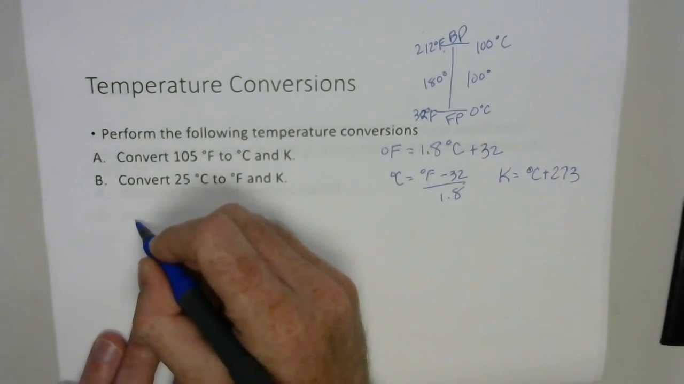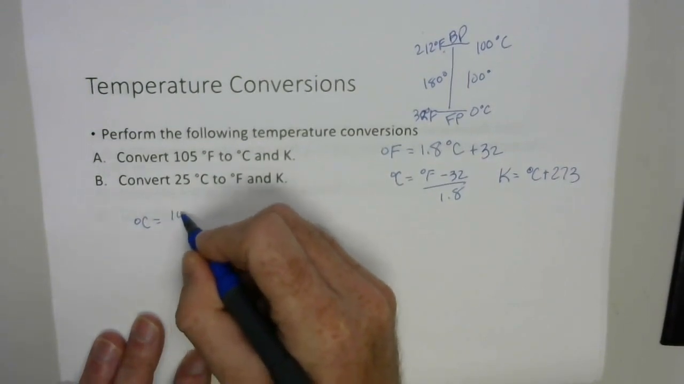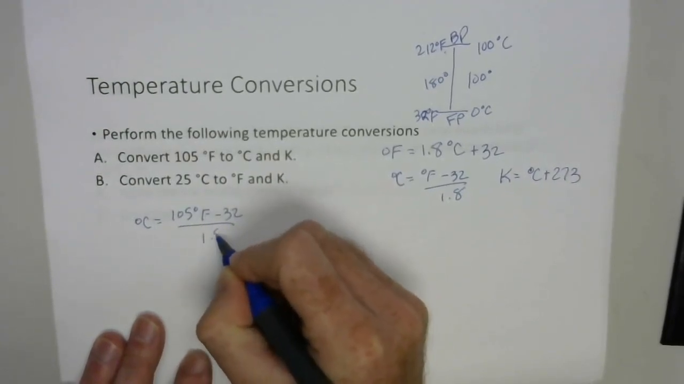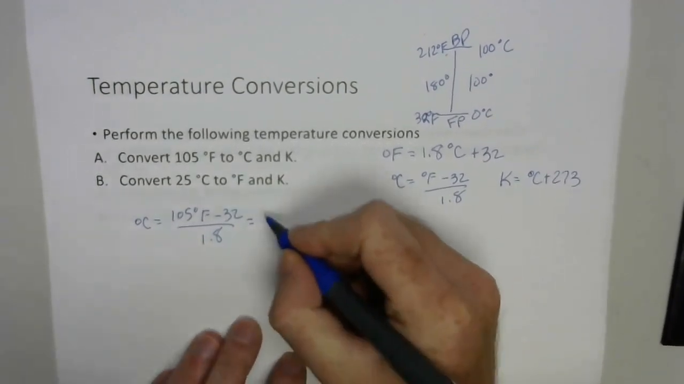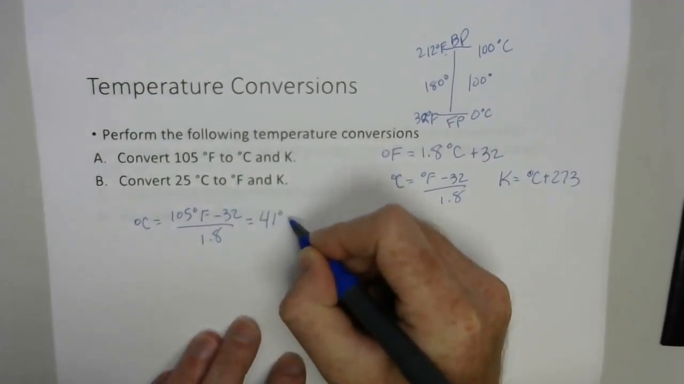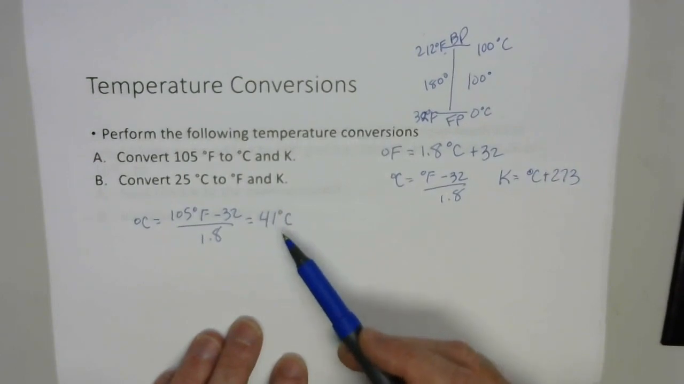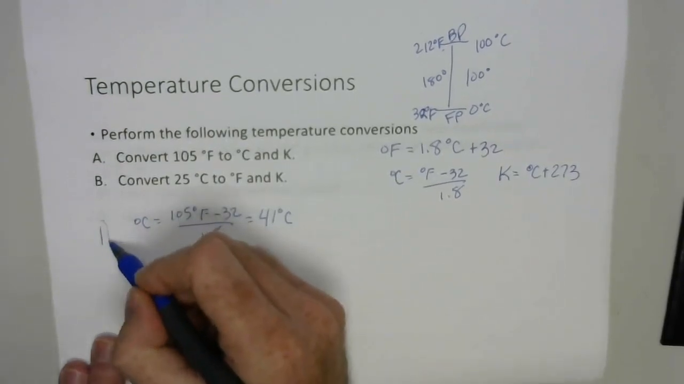So if we got degrees Celsius from Fahrenheit, we got 105 degrees Fahrenheit minus 32 divided by 1.8. Running that through on our calculator, we got 105 minus 32. Take that quantity divided by 1.8, and you get about 41 degrees Celsius. It's good to think about whether a temperature is hot or cold. 41 degrees Celsius is actually pretty warm. 41 degrees Fahrenheit is getting to be a little cool. This is part A.